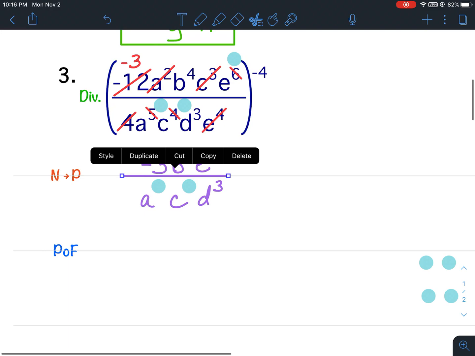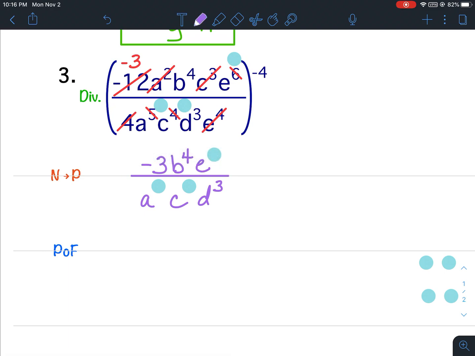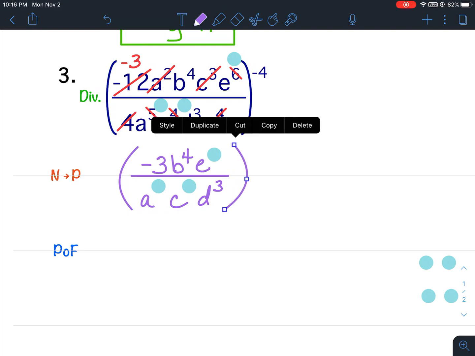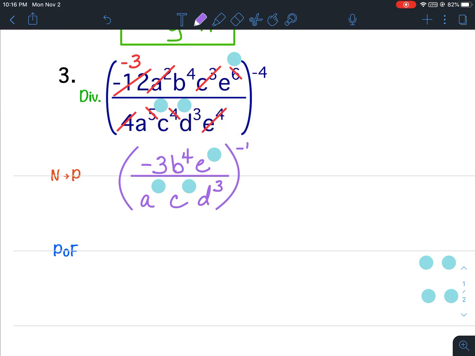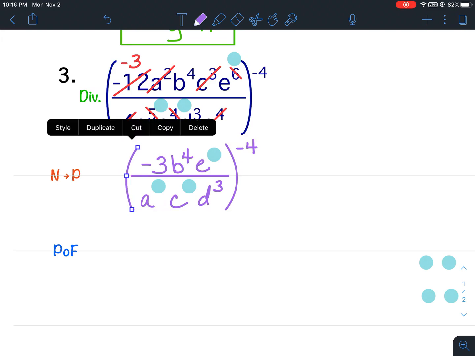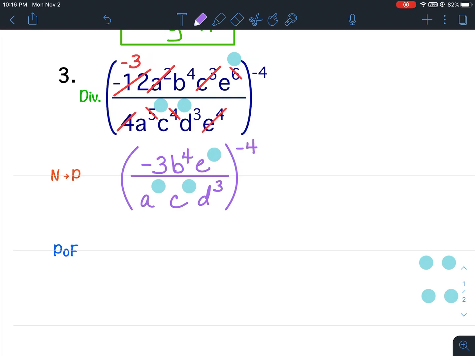All right, now I still have the parentheses on the outside, and I also have the negative 4. Now that I've simplified what's on the inside, I'm ready to take care of that exponent on the outside. So on the outside, I've got a negative exponent.